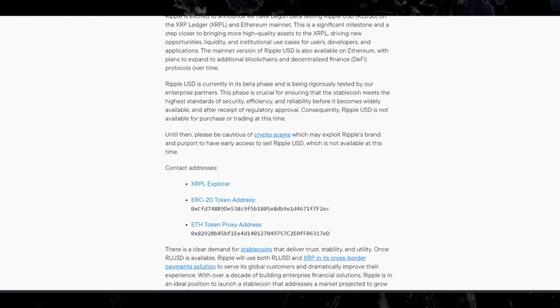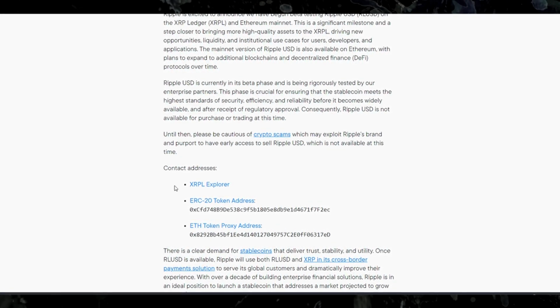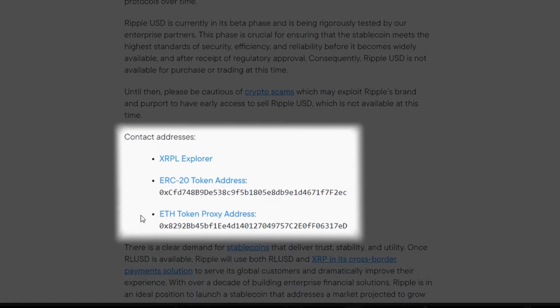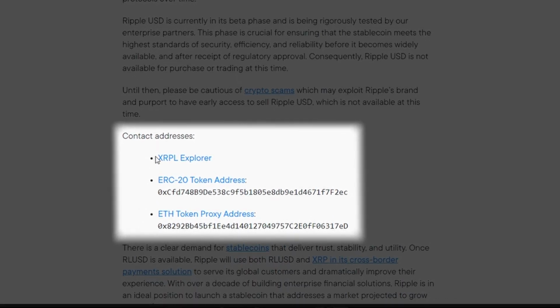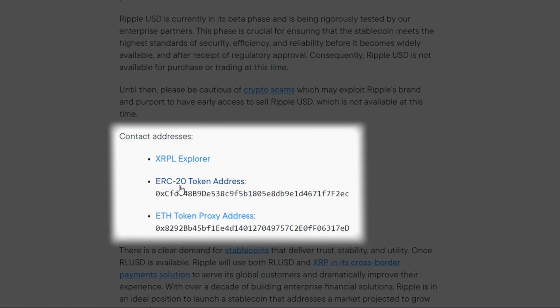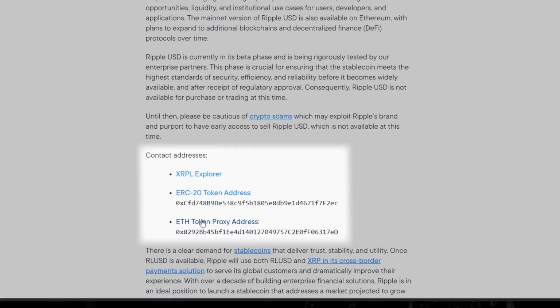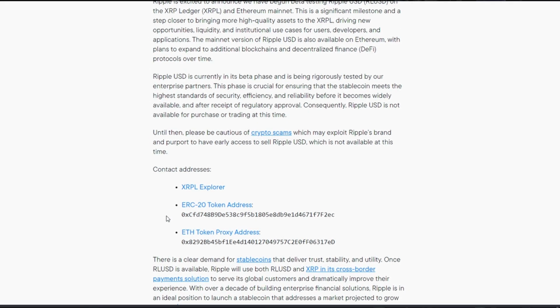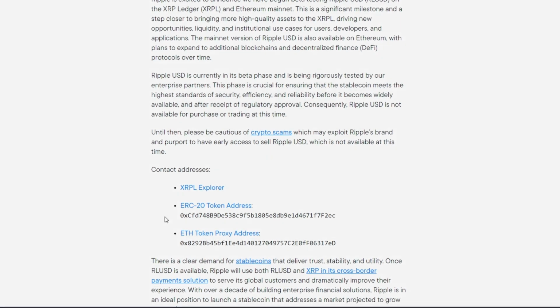This time we are taking a closer look at Ripple's latest issuing accounts and how they are currently set up. As you can see, there are 3 addresses linked in the official press release. One leads us to an XRPL Explorer and the other 2 to an Ethereum Explorer. We will start with the XRPL side and talk about Ethereum later.